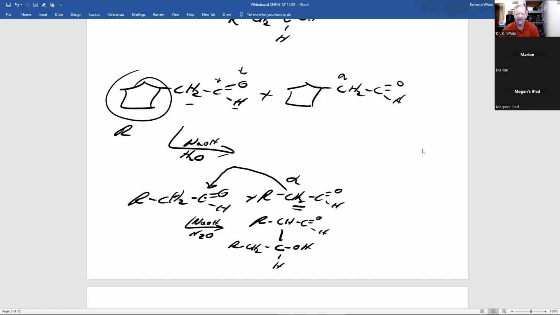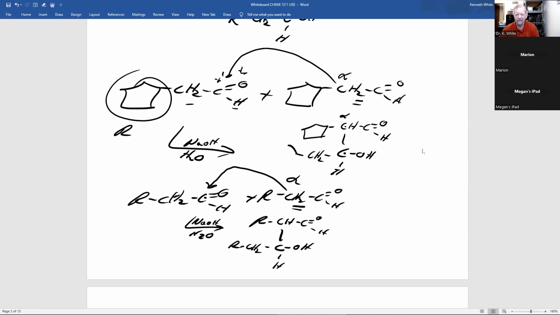And again, here's my alpha carbon. Pull off a hydrogen. This attacks the carbonyl carbon. Notice I have one less hydrogen on that carbon, the alpha carbon. And the carbonyl carbon opens up to an alcohol. What was attached to it, CH2. And my ring, and that's the product you get.